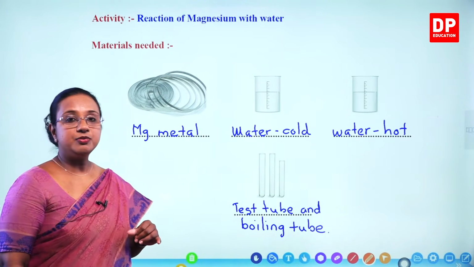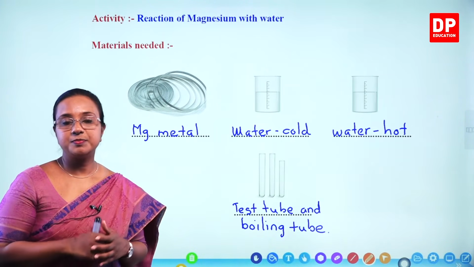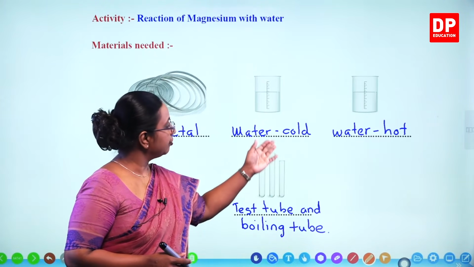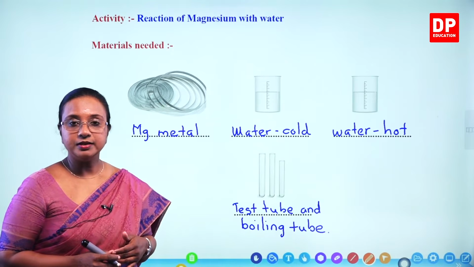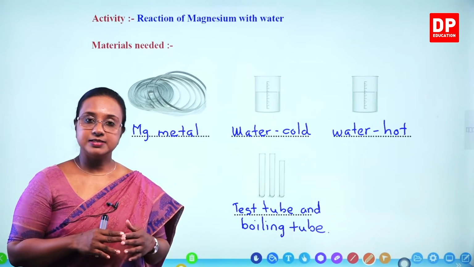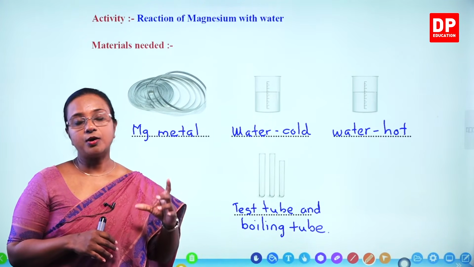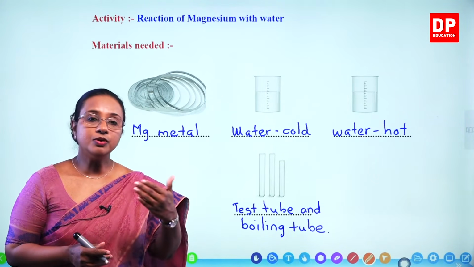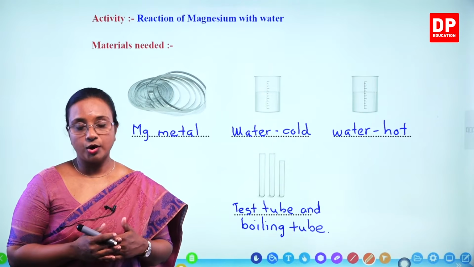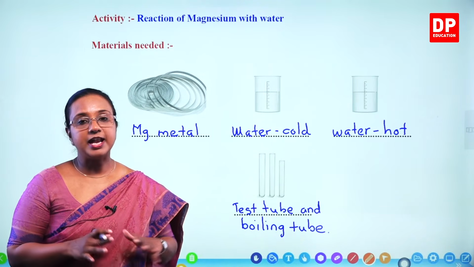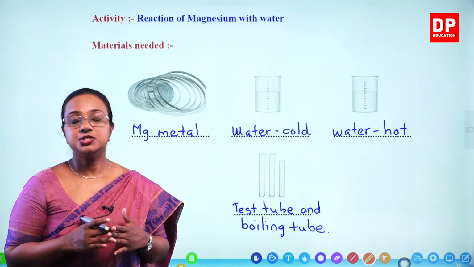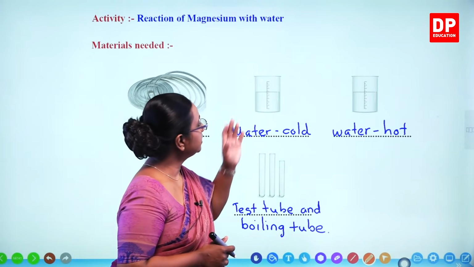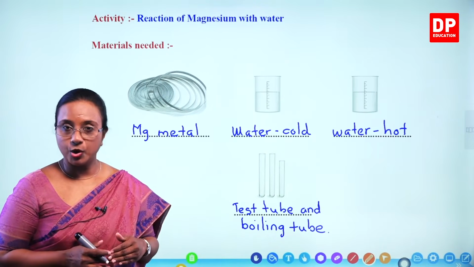So what we can do is we take small strips of magnesium that is clean. Then to a test tube we can take cold water. Put the piece of magnesium strip into it. You can observe that the strip goes down because it's more denser than water. But apart from that, you will not see any change. There will be no change. That means it does not react with cold water.